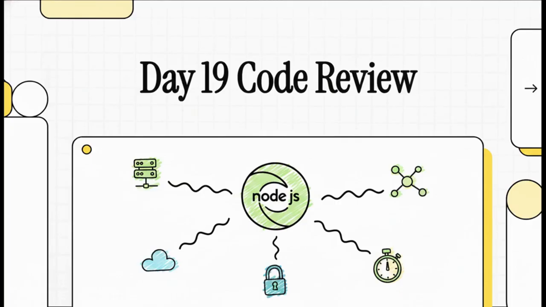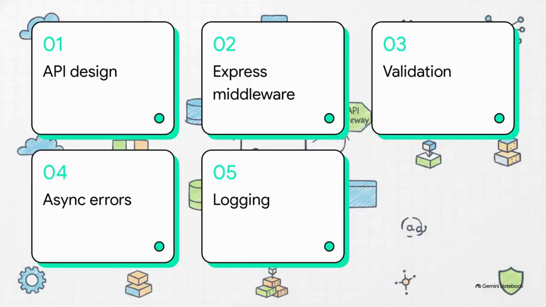This isn't just a random list of programming chores. It's honestly the ultimate stress test for any Node.js application. We're going to break down exactly what makes or breaks a modern web server, step by step. Okay, let's dive into this. Our agenda today covers 1. Architecting API design, 2. Mastering Express Middleware, 3. Validation and defense, 4. Handling async errors, and 5. The power of logging. Let's jump right in.